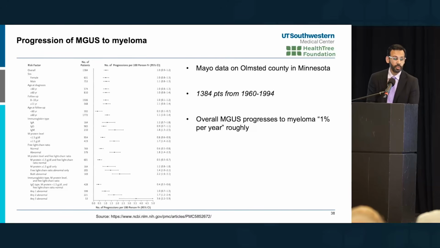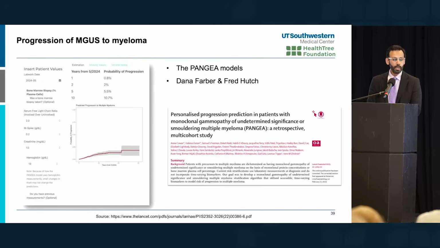Now, coming back to progression: as I said, MGUS goes to myeloma at a rate of roughly 1% per year. But there are some people above that and some below that, and our attempt to model that has been really fruitful. This is a great model that you could access with your own data. These are the PANGEA models, which came out of the Dana-Farber system and were validated at Fred Hutch, where just taking standard metrics from a bone marrow biopsy and the labs, you get a model of progression. It gives you 1-year, 2-year, 5-year, and 10-year estimates.